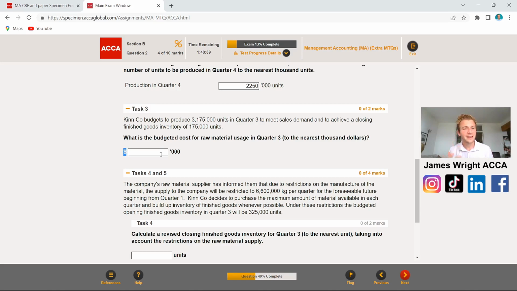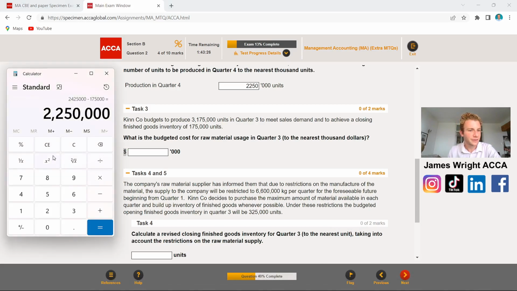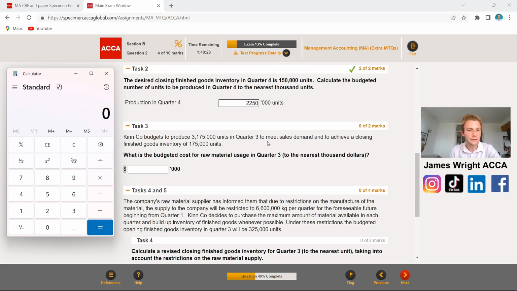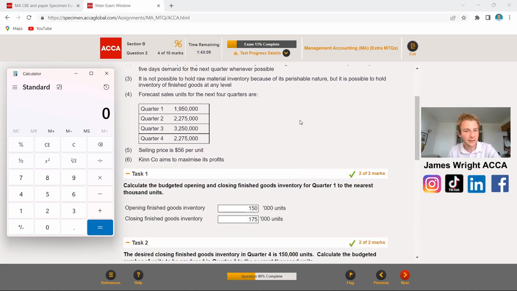So that 3.175 million is the units, but we need to convert that into the cost now associated with it, with no implications of that 175,000. So let's head over to it. Keep it simple. Arc back, think to where you've seen how much these units cost. And it was that little sentence up at the top that we need 3 kilograms of raw materials per product, per budgeted unit, and they're going to cost us $6 each.